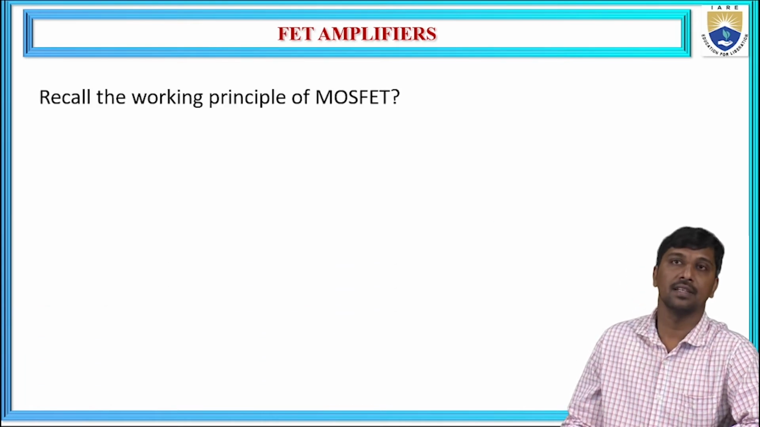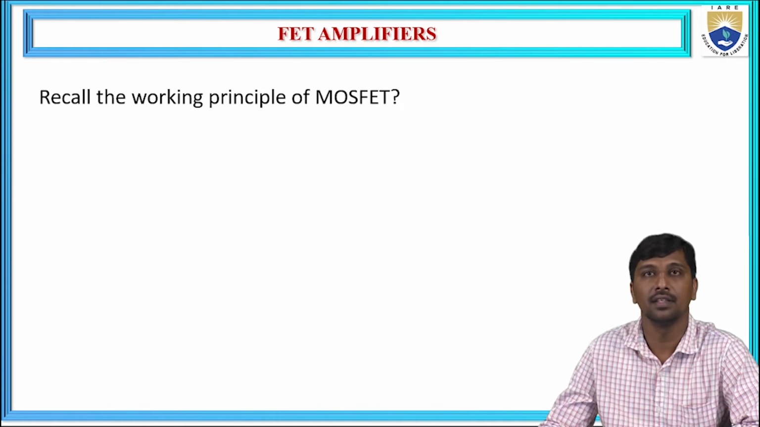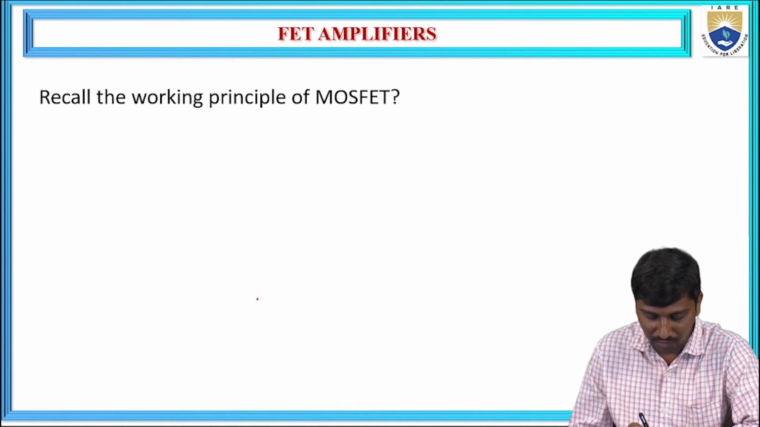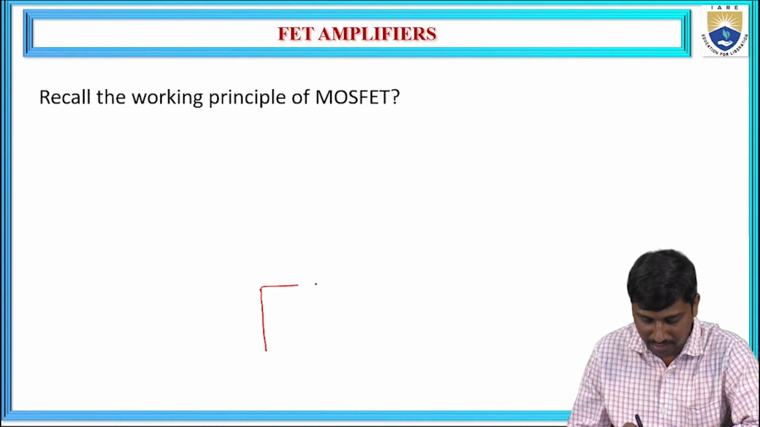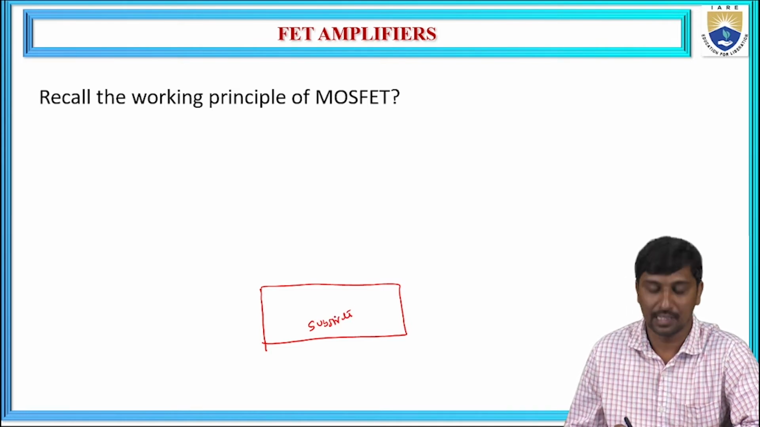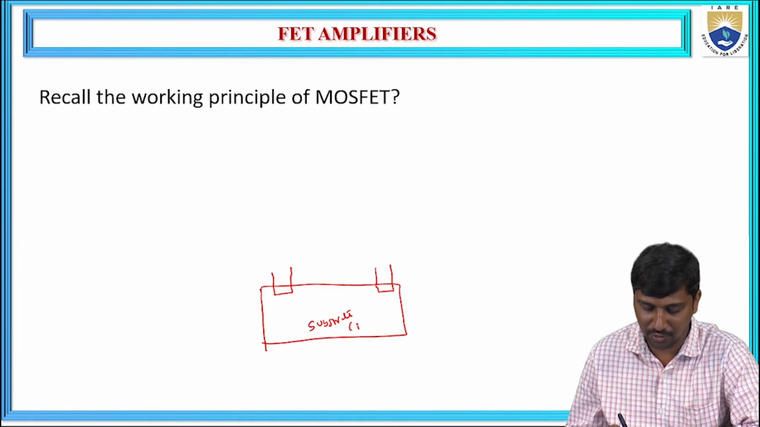And recall the working principle of MOSFET. To understand the working principle of MOSFET, first we need to understand the construction. Let us take this as the substrate or a base, which is also called the semiconductor. Then we are diffusing these materials. If we are diffusing the entire material, the substrate should be P.